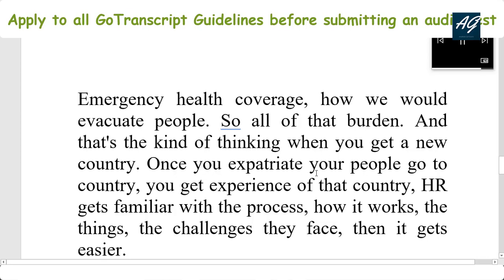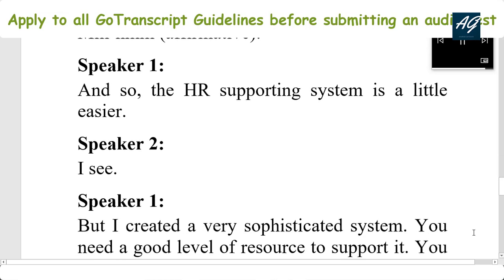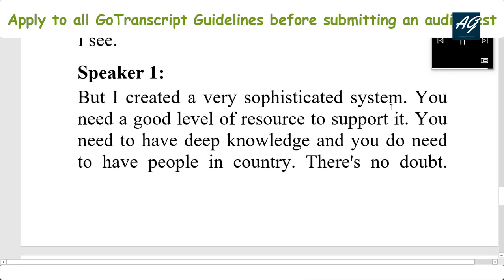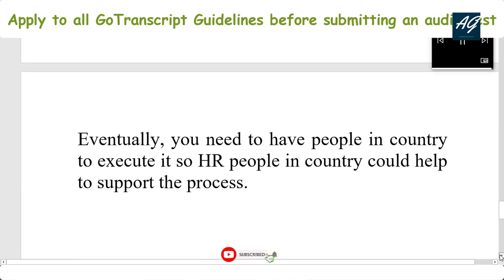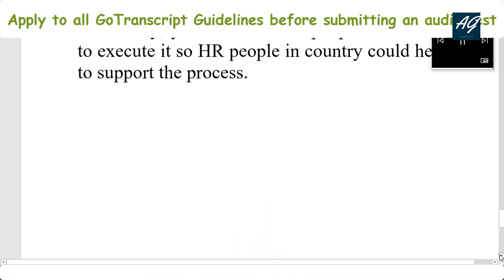Once you've expatriated people to a country, you get experience of that country. HR gets familiar with the process, how it works, the things, the challenges they face. Then it gets easier. And so the HR supporting system is a little easier. All right? But I agree, you need a very sophisticated system. You need a good level of resource to support it. You need to have deep knowledge. And you do need to have people in country. There's no doubt. Eventually you need to have people in country to execute it. So, HR people in country to help to support the process.